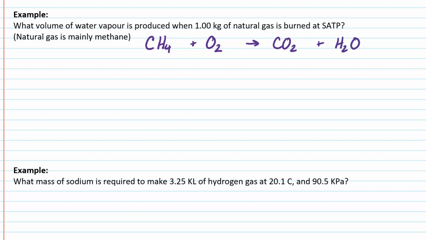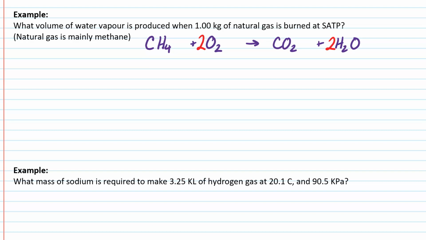As it comes time to balance, we balance the carbons and hydrogens first, 1 carbon on each side, 4 hydrogens on the left, putting a 2 here gives 4 hydrogens on the right. Then counting the number of oxygens, there's 2 oxygens plus another 2 oxygens gives 4 oxygens on the right. So I'll put a 2 in front of the oxygen on the left for 4 oxygens there as well, and now that is balanced.